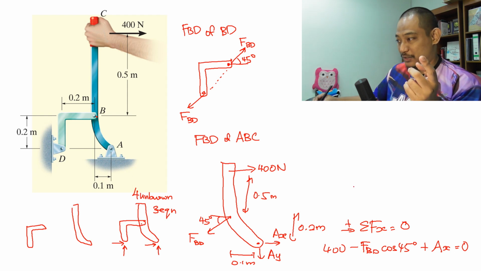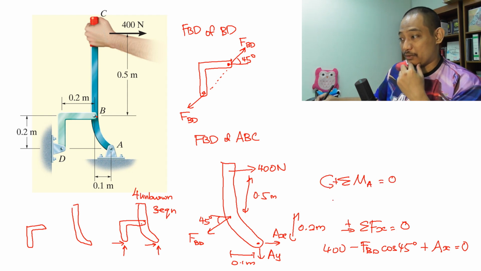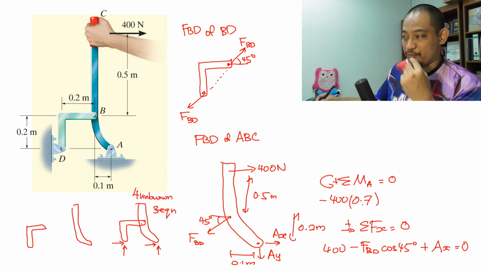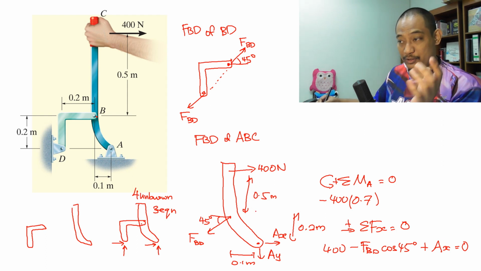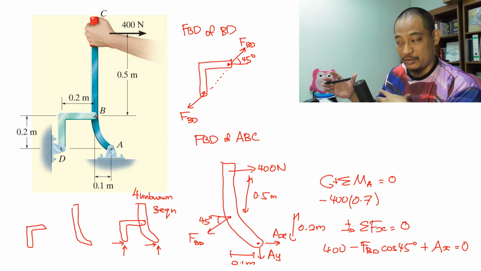Now, another one is when you do summation of moment, let's say about A equal to 0, right? Let's say you take counterclockwise as positive. When you calculate the moment for, for example, this 400, you have to have this distance, right? So you have minus 400 times 0.5, 0.2, 0.7, right? If you do this calculation and you realize that the distance is not drawn in the free body diagram, it means that your free body diagram is not complete. You have to have the distance. So anything that you use in the equation of equilibrium should exist in the free body diagram.